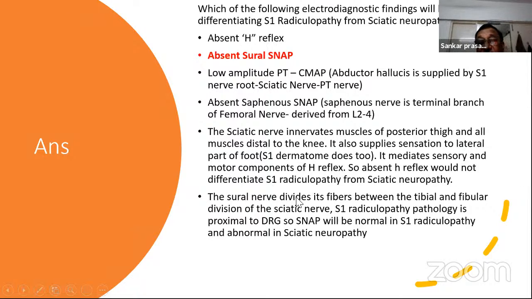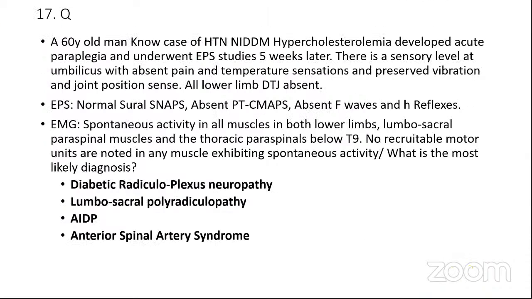The sural nerve, however, divides its fibers between the tibial and fibular divisions of the sciatic nerve. The S1 radiculopathy pathology is proximal to the DRG, so the SNAP will be normal in S1 radiculopathy and abnormal in sciatic neuropathy. The reason is here. Okay, you people understood this? So don't get confused: absent H reflex cannot differentiate.